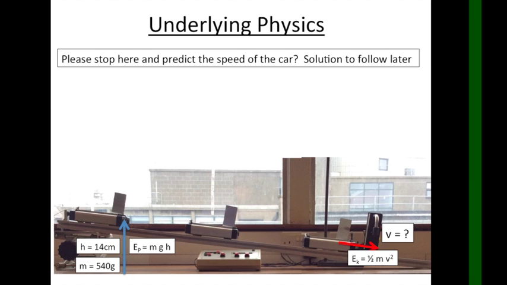Now I'd like you to come up with a prediction for the speed at the bottom of the ramp. Then you'll get a chance to carry out the experiment and test how well this works in practice.